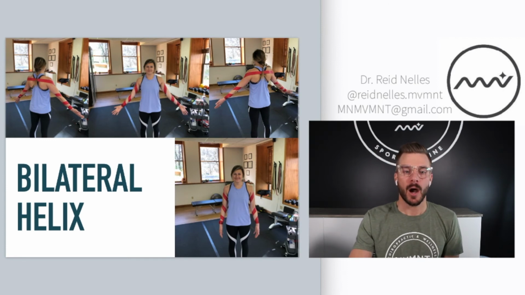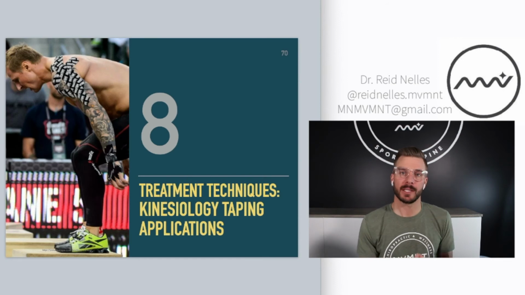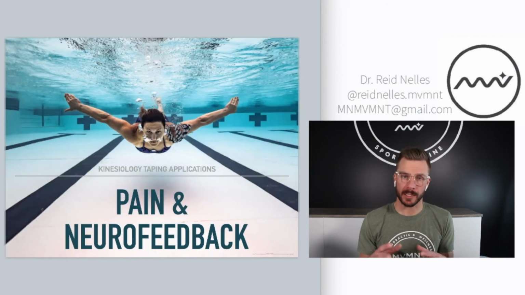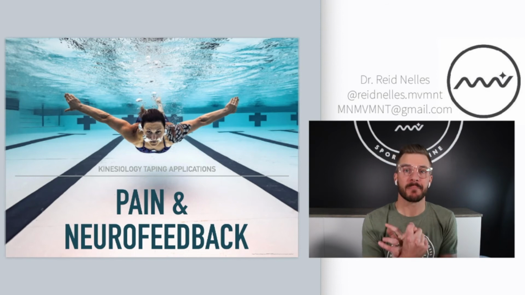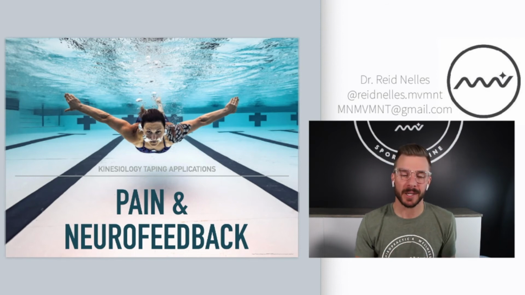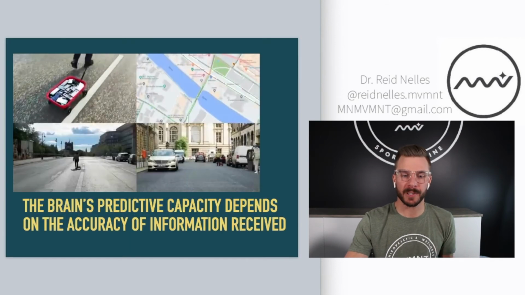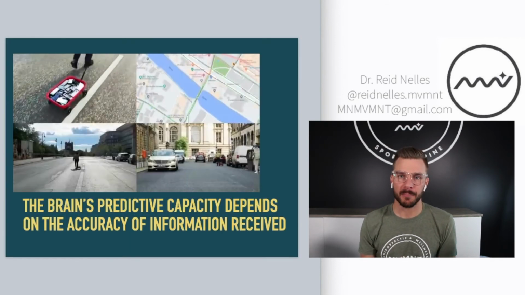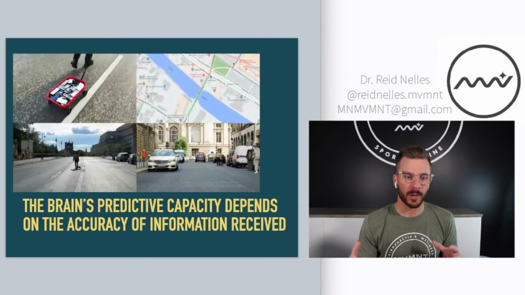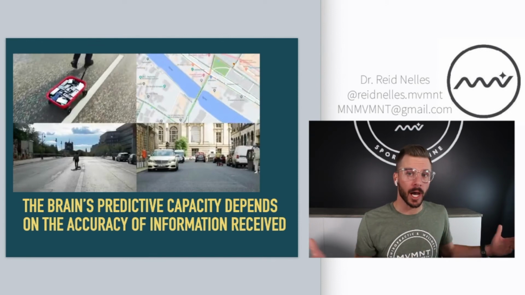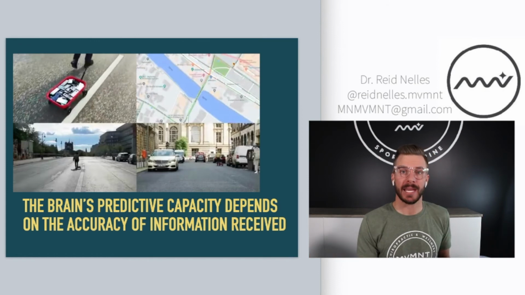Our next chapter is going to be treating with kinesiology taping. When we're talking about the shoulder in the full course, specifically, we're going to be looking for pain and neural feedback, or yes, again, you thought of it, movement. Movement is crucial. Movement is what we're treating always. So briefly, when we're looking into pain, we have to understand that the brain's predictive capacity, again, this motor control idea, depends on the accuracy of the information received. Think phantom limb pain. When we don't get accurate information from a limb that's gone, our brain inputs pain as a signal to try to get its attention to focus on that area.